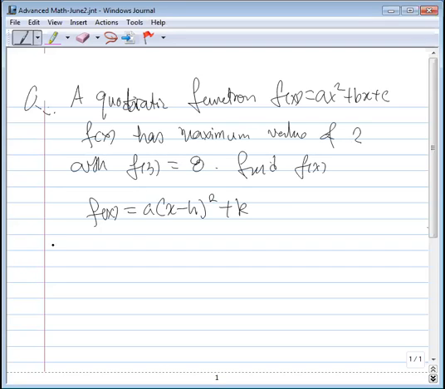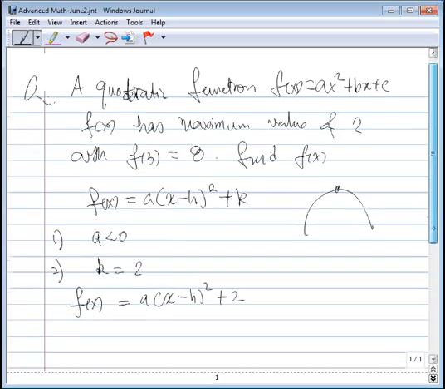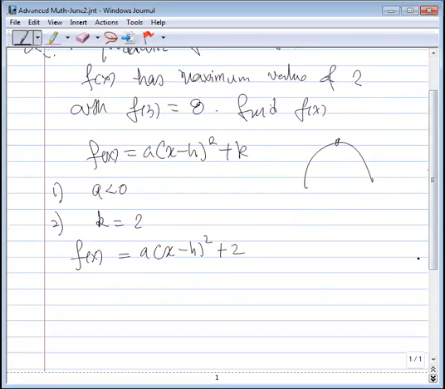plus k. What we know is, first of all, a should be negative, right? Because it opens downward, it has a maximum value. And second, we know that k is going to be the maximum value, which is 2. So at this moment, you only have this information. So now what is next?